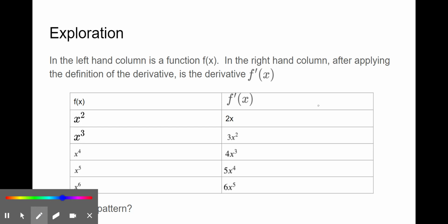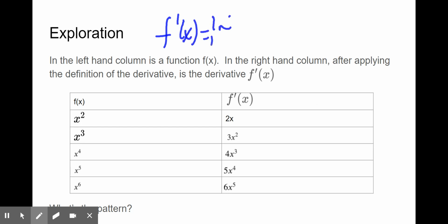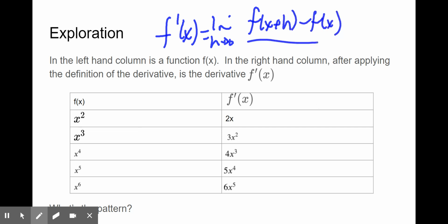So here's a small little exploration here, which hopefully will bring some meaning to this. In the left-hand column of this chart are all functions, f of x. f of x is x squared, x cubed, x to the fourth, x to the fifth, x to the sixth. On the right is the derivative of each one. So if I use the limit definition, limit as h goes to 0, f of x plus h minus f of x over h, for example, if I use it on f of x equals x squared, I'll get 2x when I'm done. If I use it on x cubed, I'll get 3x squared. If I use it on x to the fourth, I'll get 4x cubed.